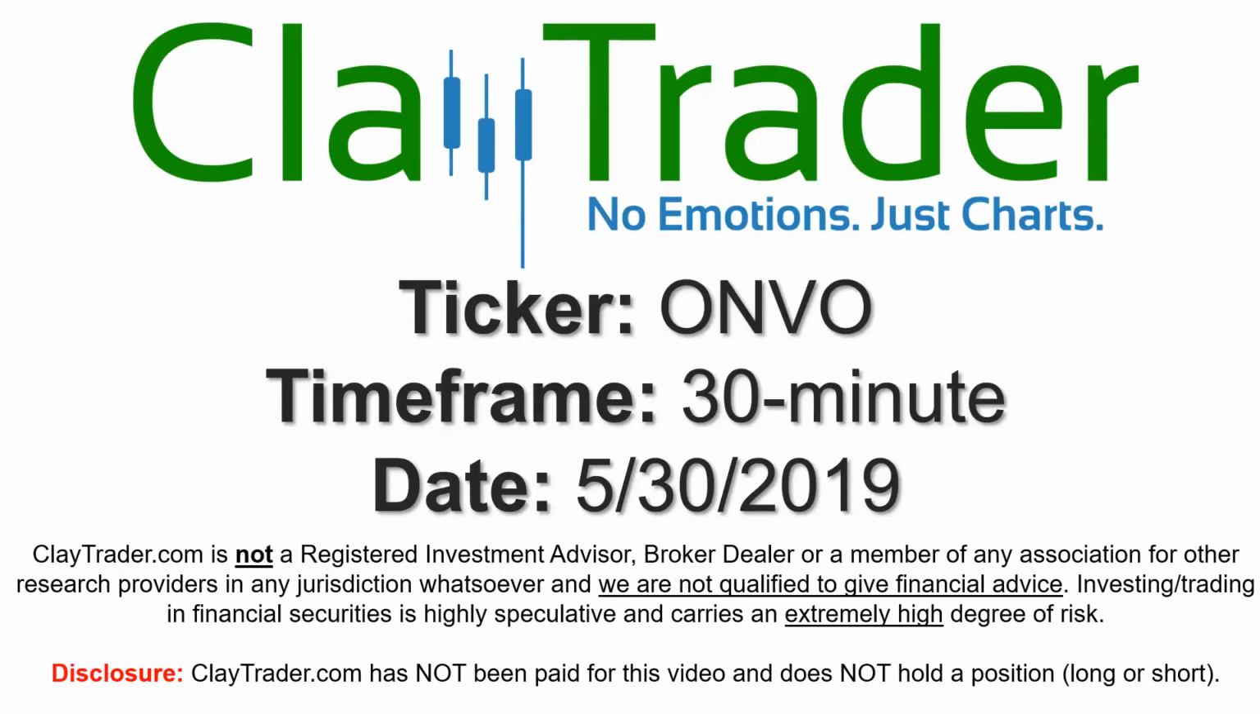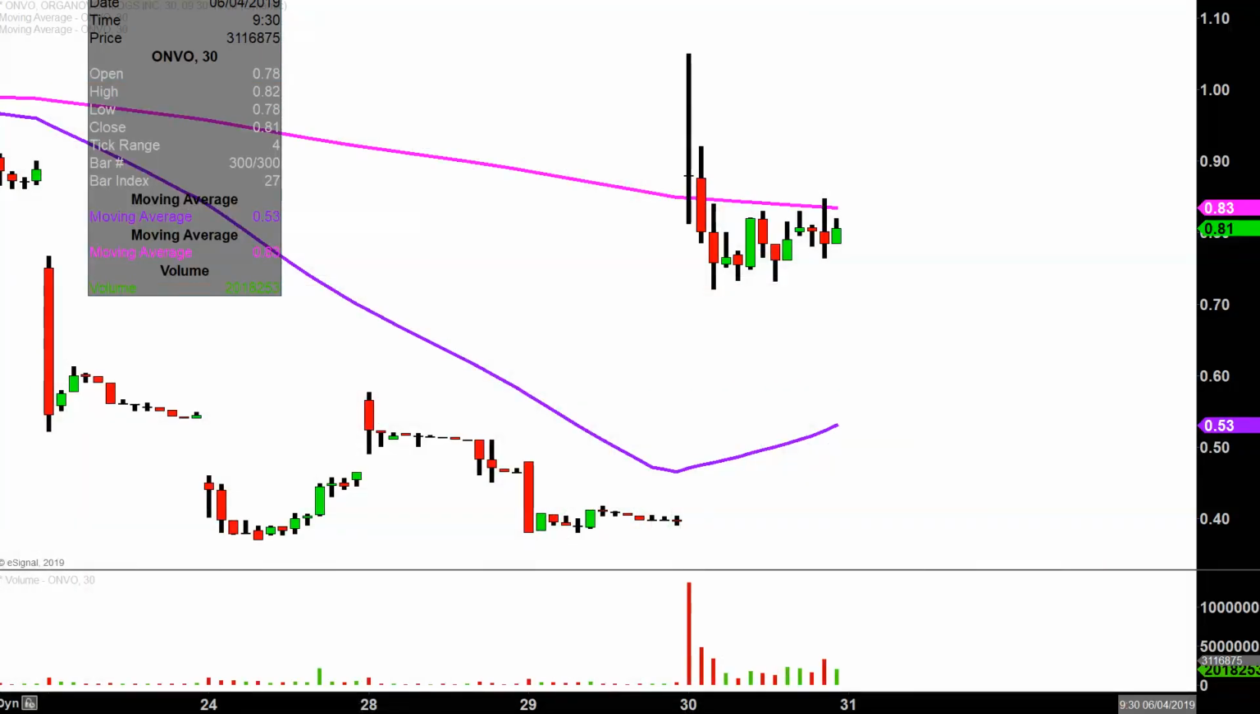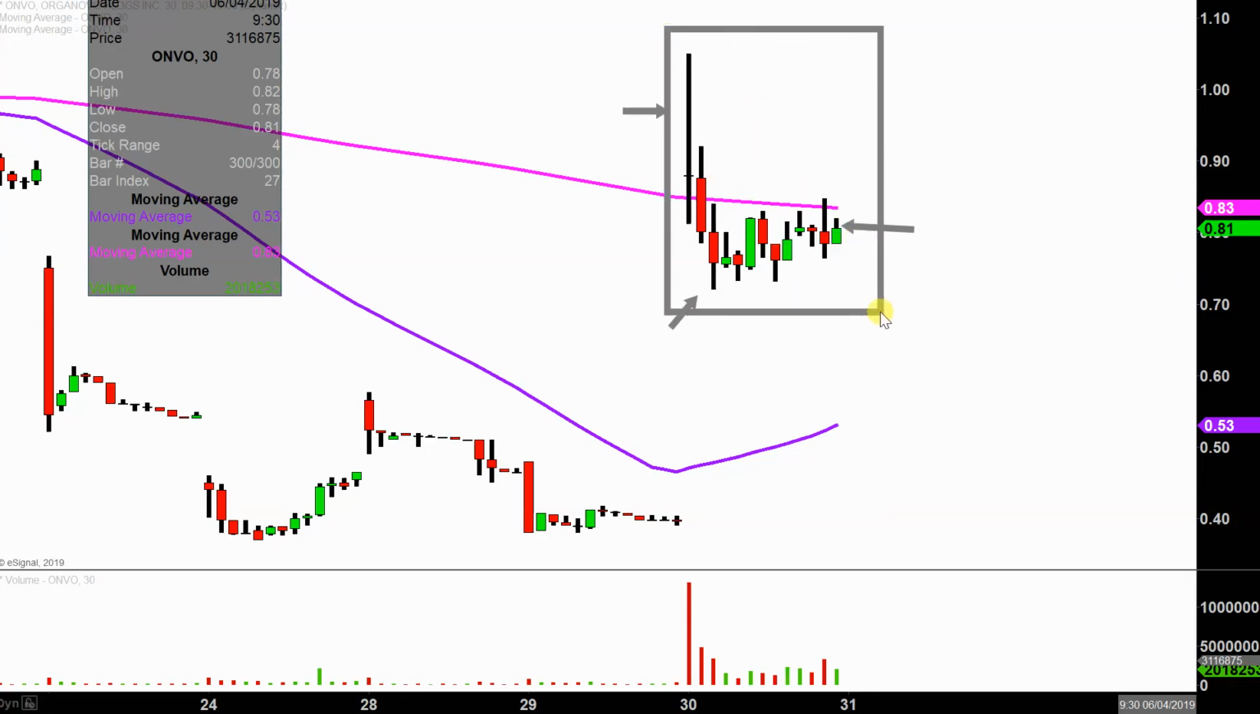We will take a look at the 30-minute time frame. Real quick, what do I mean by 30-minute in case maybe you're new to charts? Instead of each one of these candlesticks here representing 1 day's worth of price action, which is what you would normally see, each one represents 30 minutes.